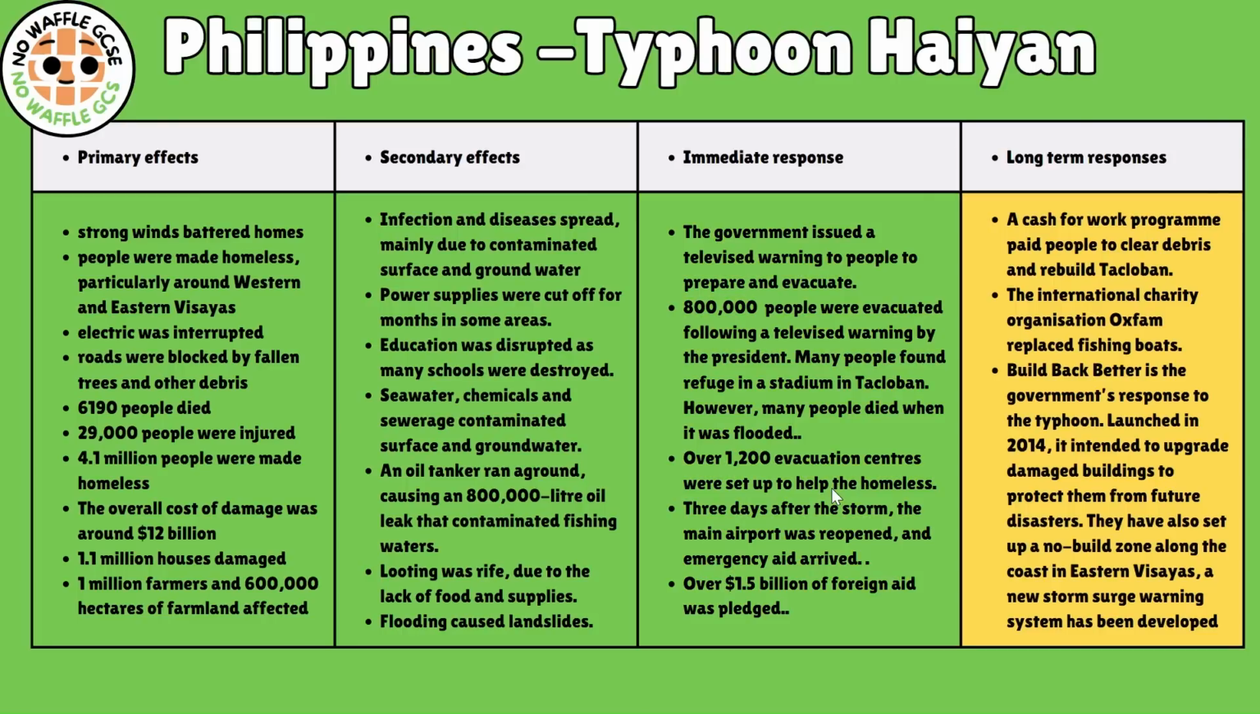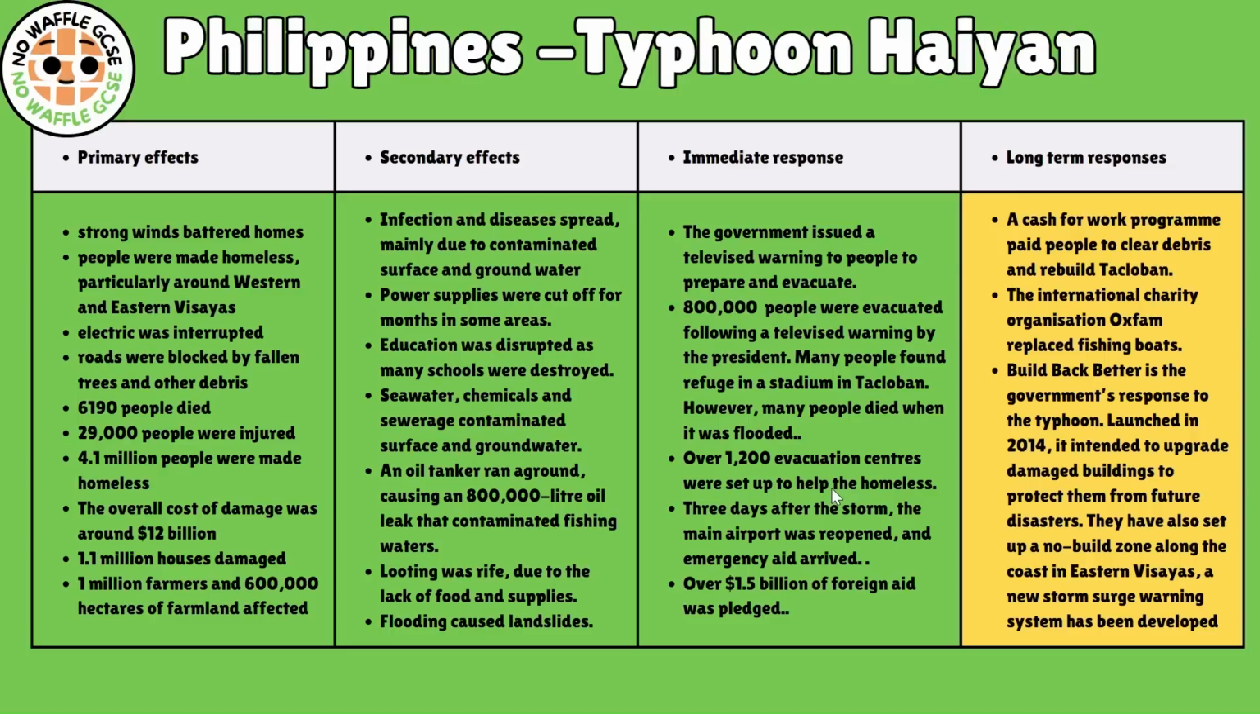And finally, long-term responses. There was a cash for work program which paid people to clear the debris and rebuild Tacloban. There were international charities, especially things like Oxfam, which helped replace fishing boats. You see that these charities, instead of just providing money, tried to make it sustainable growth by investing in things that would allow the economy to regrow.